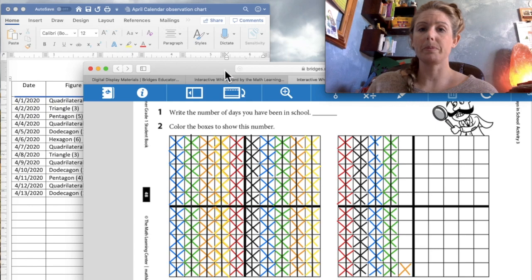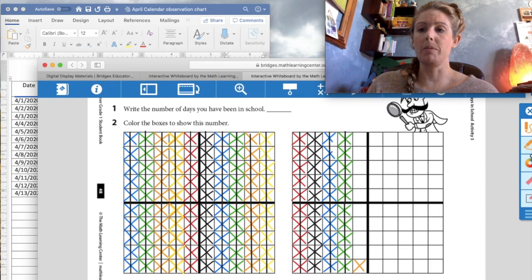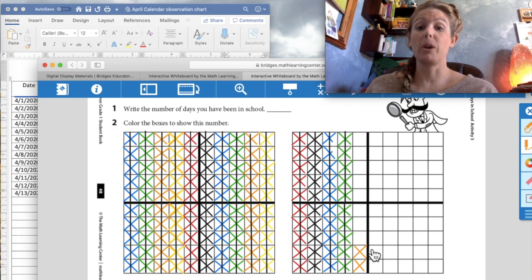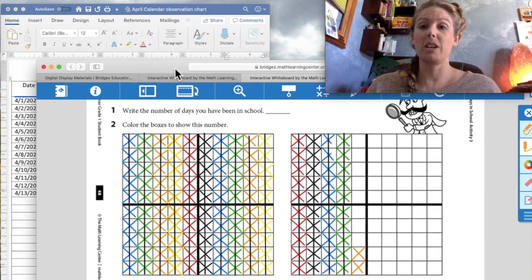Oops, need to find my marker there. If we add one more, how many days have we been in school now? That's right. We've been in school for 142 days. If you guys also had that, say, me too. Me too. Very nice, boys and girls. So we've been in school for 142 days.